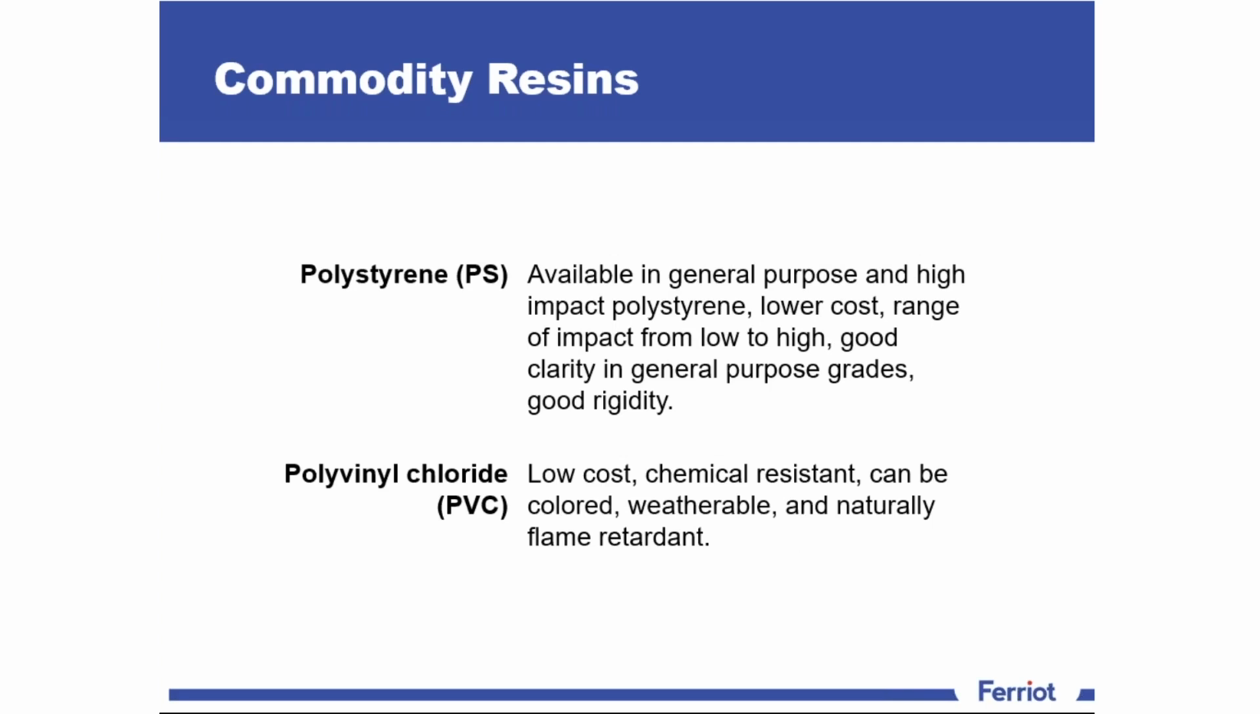Next, we have polystyrene. It's available in general purpose and high impact, HIP, polystyrene. Lower cost, range of impact from low to high, good clarity in general purpose grades, and good rigidity. Then there's polyvinyl chloride, PVC. It's low cost, chemical resistant, can be colored, weatherable, and has natural flame retardancy.